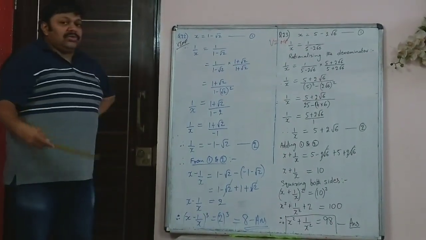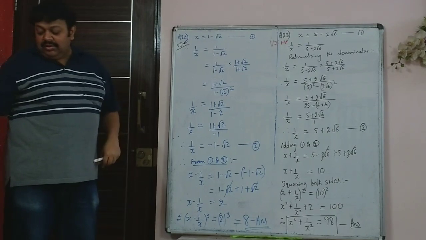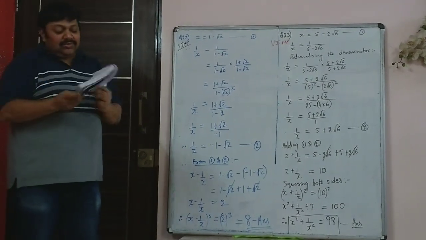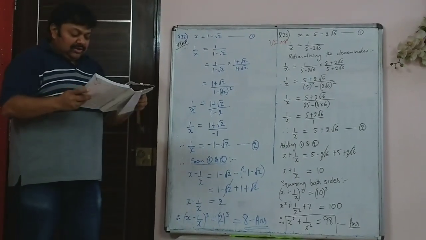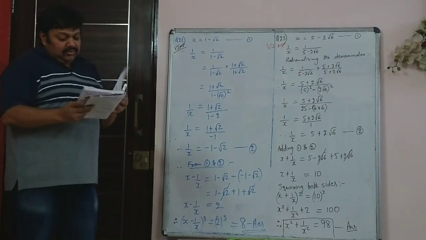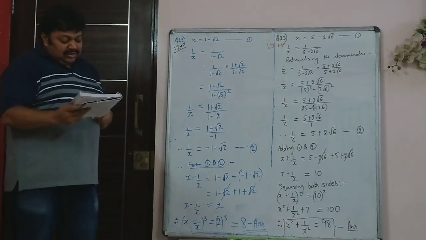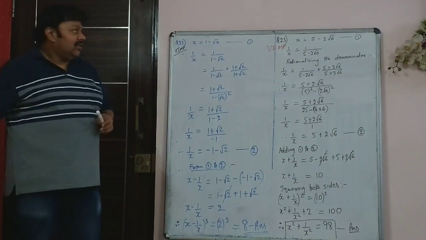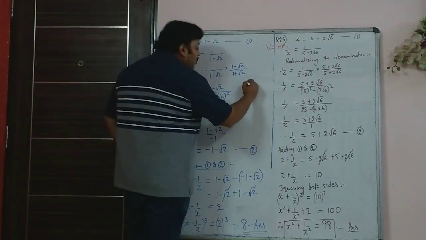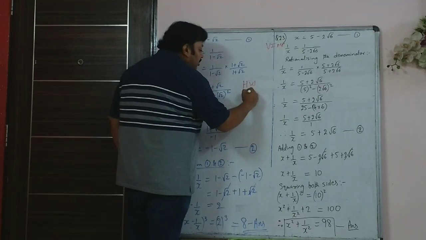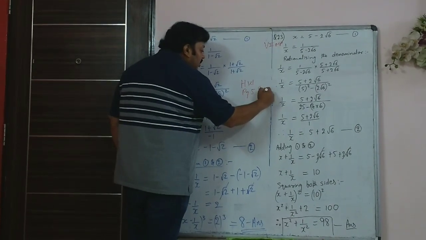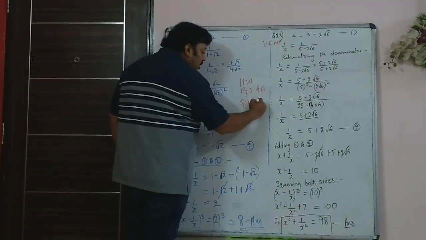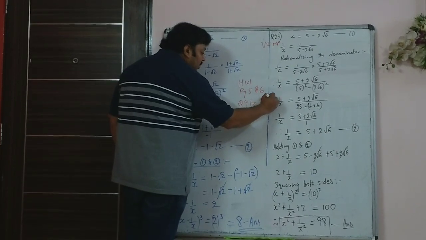Now you can do some of the homework sums. I'll just mark which homework sums you can do. You can try from question 9 to question 15 on page 5 and 6. So homework will be page 5 and 6. Question 9 to question 15.